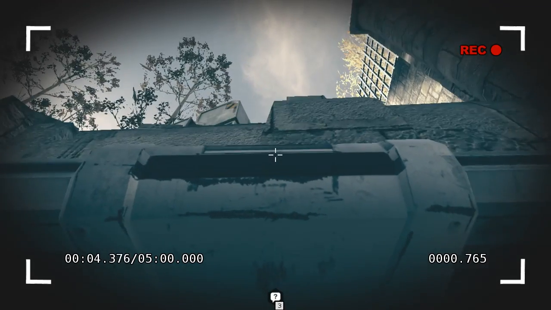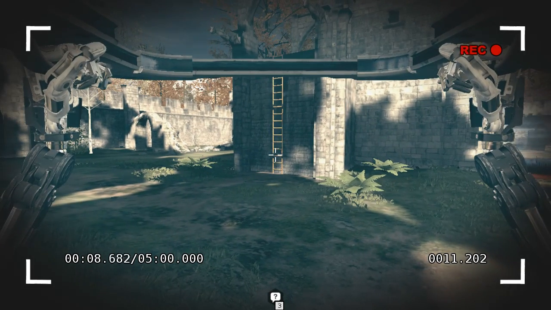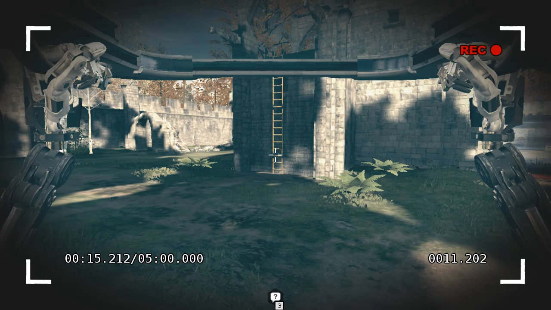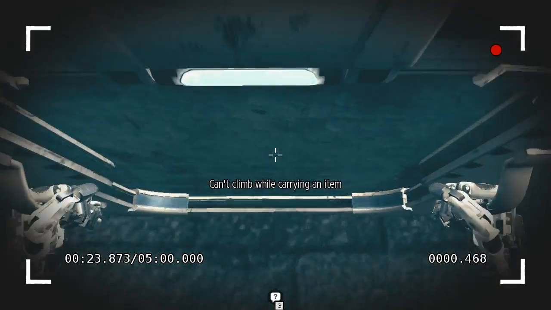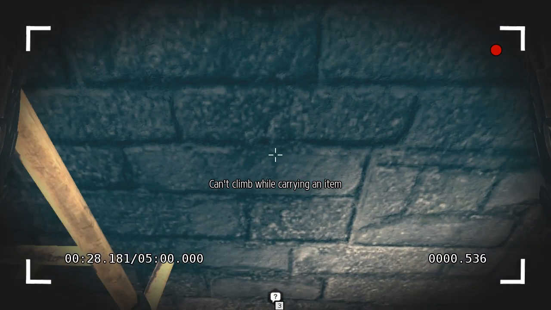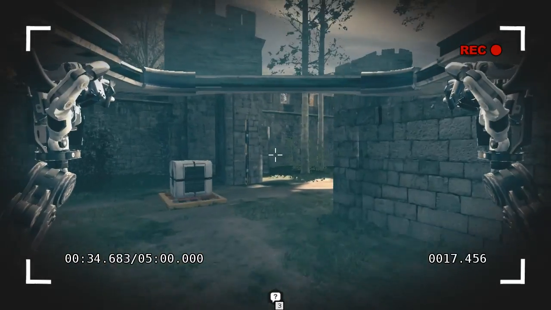Stand here, stack both boxes on it, right? And then we jump ourselves onto it. Wait, we can only stack one box, can't we? No, because the clone holds down the button, that's right, the clone holds down the button. And then we walk over here, right? I think that should work. Can't climb while carrying an item, yeah, I know. Okay, let's give this a shot.